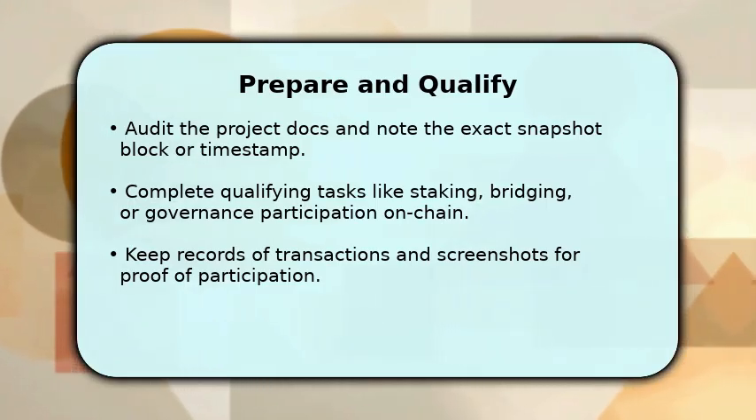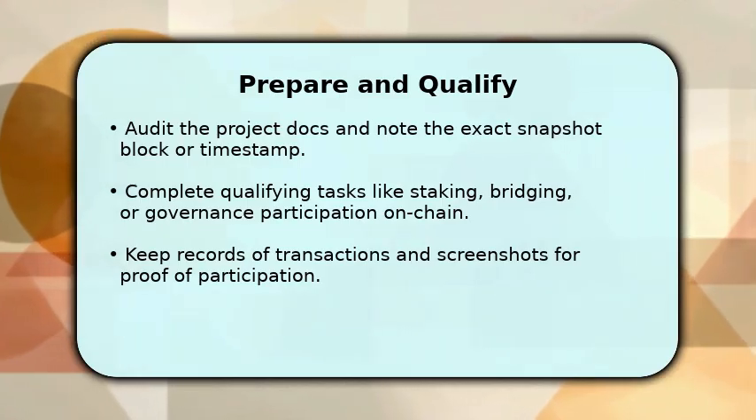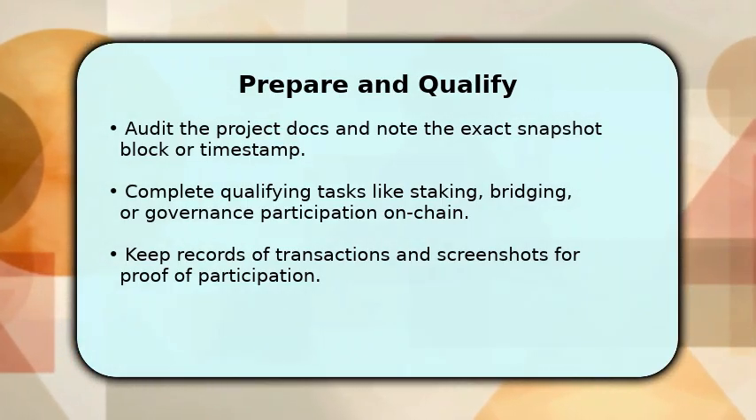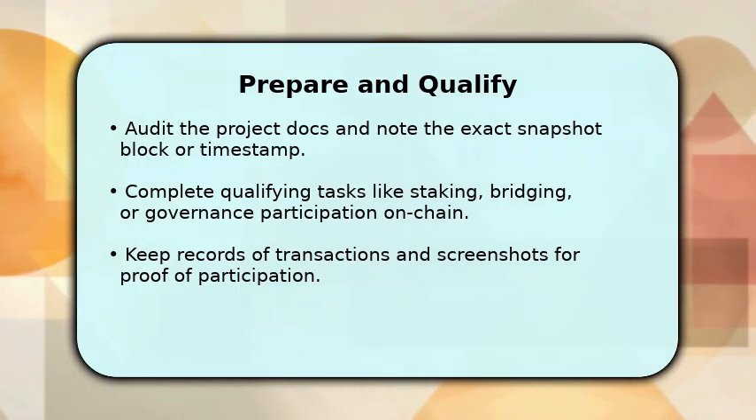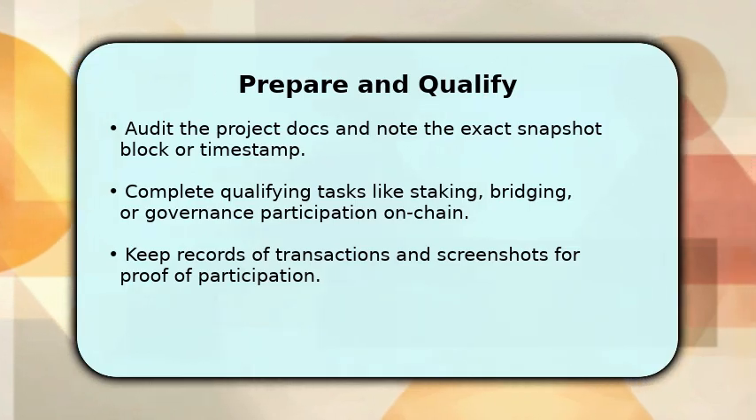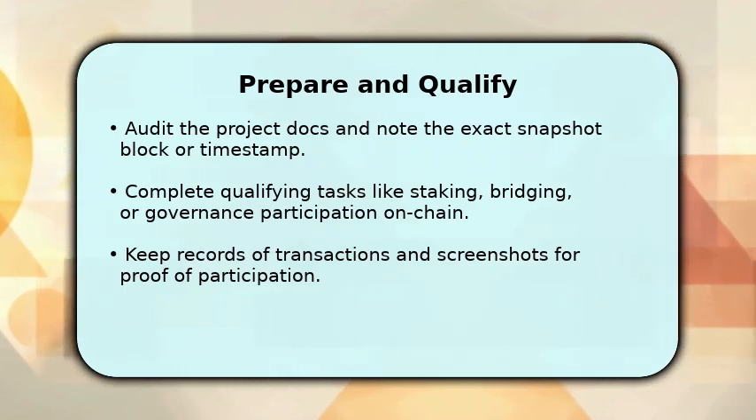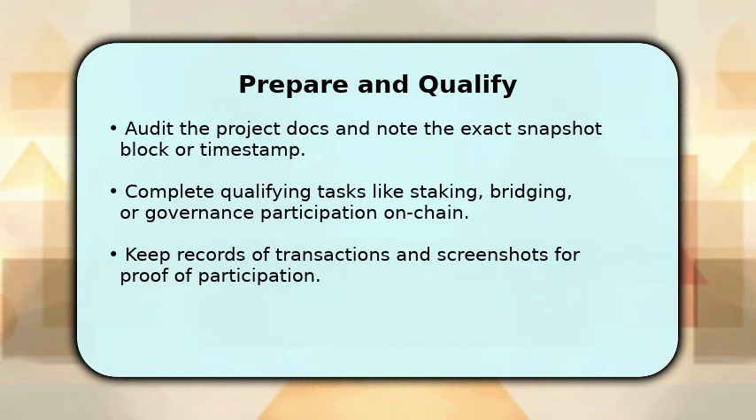Complete qualifying tasks such as bridging tokens, providing liquidity, or participating in governance polls. Verify that your wallet interactions are on-chain and avoid relayers that obscure provenance. Take screenshots of confirmations and export transaction history for records. Consider using multiple supported wallets if allowed, and follow official social channels for real-time updates and claim instructions.